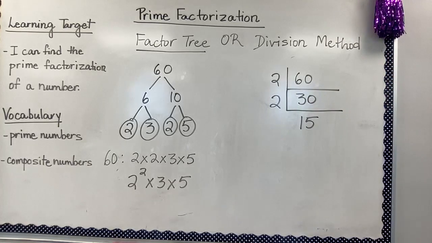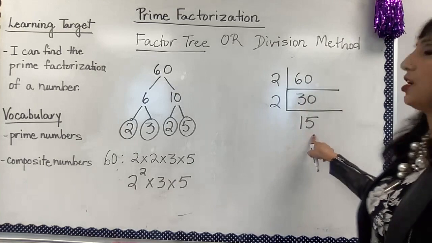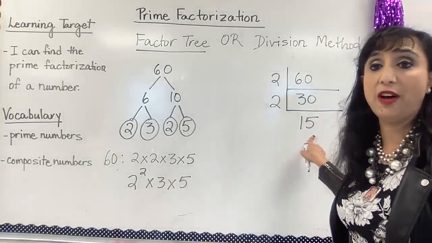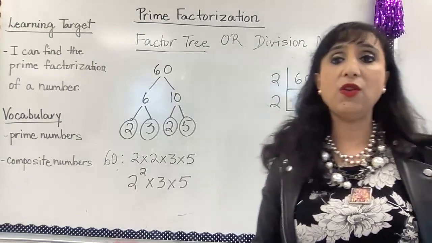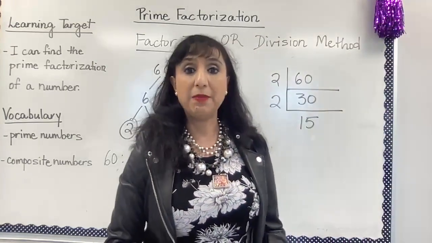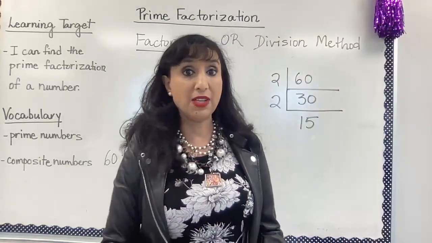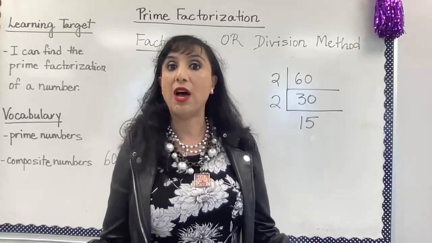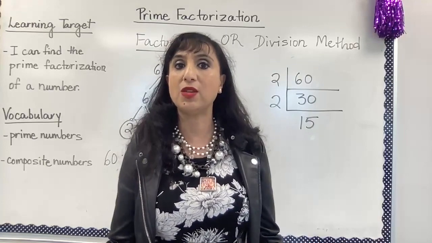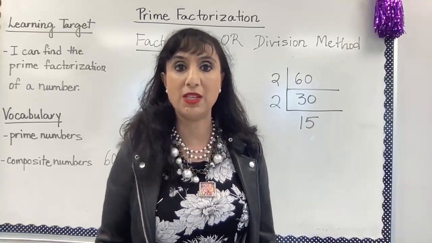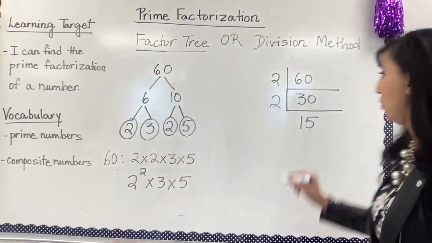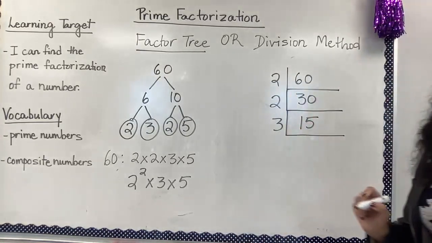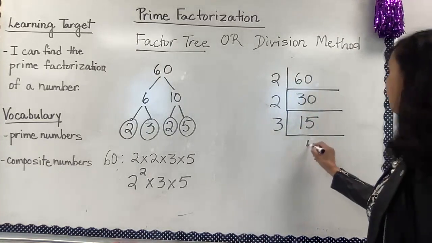Okay, so now look at 15. This is not an even number, but I know my divisibility rule of 3. For the divisibility rule of 3, if I add up the digits, it should be divisible by 3. So what is 1 plus 5? 1 plus 5 is 6. So I know 6 is divisible by 3. So I know 15 is going to be divisible by 3. So I am going to divide this by 3 and I get 5.